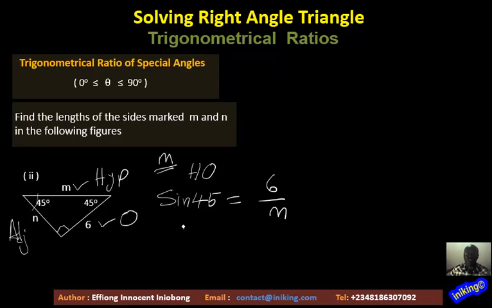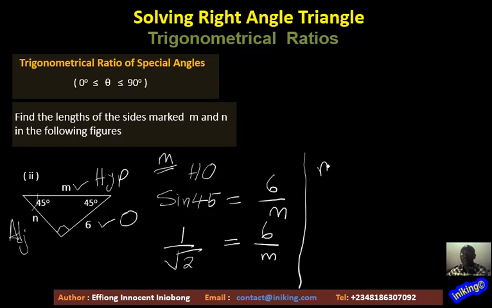Sine 45 from our table the other time is 1 divided by root 2. Remember that sine 45 and cos 45 are equal. So you always have 1 over root 2. And this will give me 6 over M. If I cross multiply here, my M will come out on the left hand side as just M. And then I multiply 6 by root 2, and I have it as just 6 root 2. So straightforward in this case. So our M is 6 root 2.